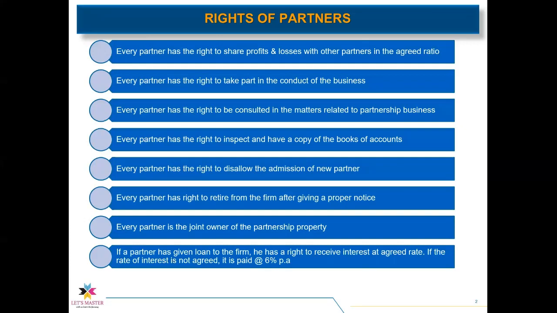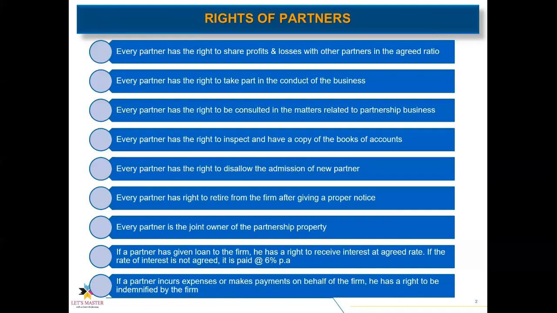And if there is no agreement in terms of at what rate the interest would be provided to the partner who has advanced a loan to the partnership firm, then by default he will get interest of 6% per annum. This is as per the provisions of the Indian Partnership Act of 1932.